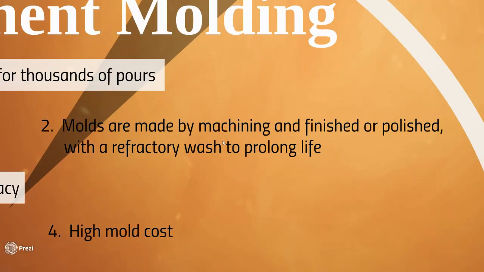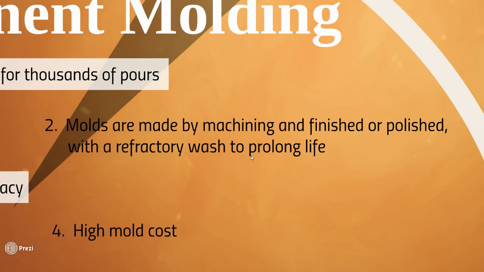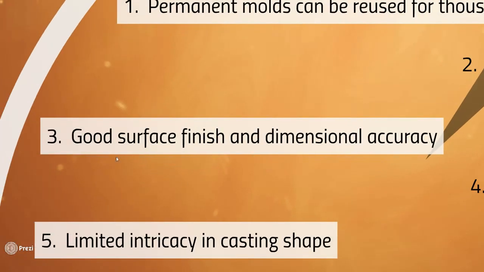But these molds are made by machining, they're finished and polished, and then they typically have refractory added to them to prolong life. Now, we haven't specifically talked about any permanent molding casting processes yet, but we will directly after this. And number three, they give a good surface finish and very high dimensional accuracy. And this is because it is a permanent mold.